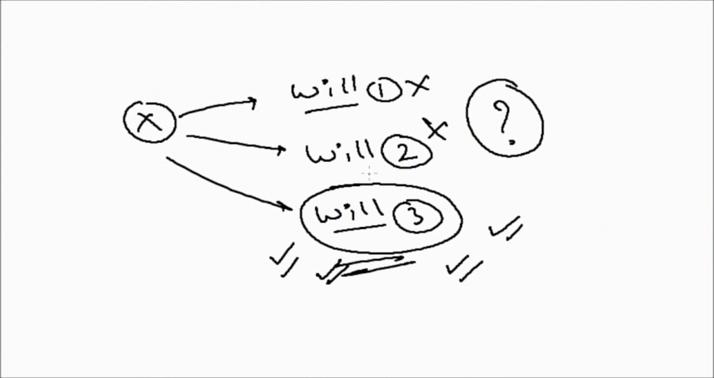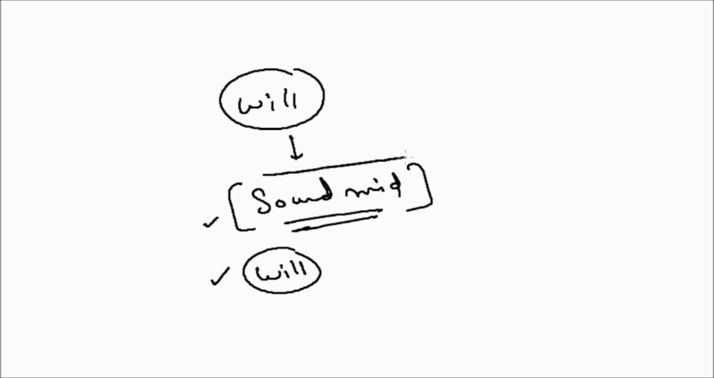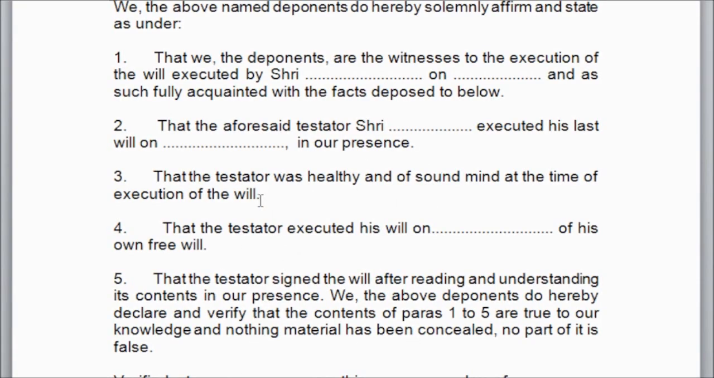So here you can consider that a person who is making a will must be of sound mind and must be competent to will. An incompetent person cannot make a will. So here are a few things that you have to consider. If the testator is a minor, or of unsound mind, then that will not be considered valid. So here we have to mention that the testator who executed the will is healthy and of sound mind. Now the fourth point is that the testator executed his will on the date, which we have to mention, of his own free will.